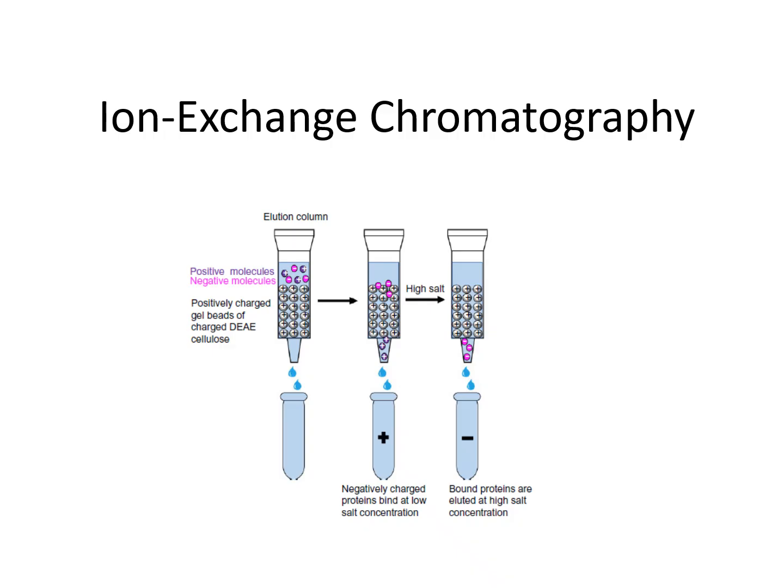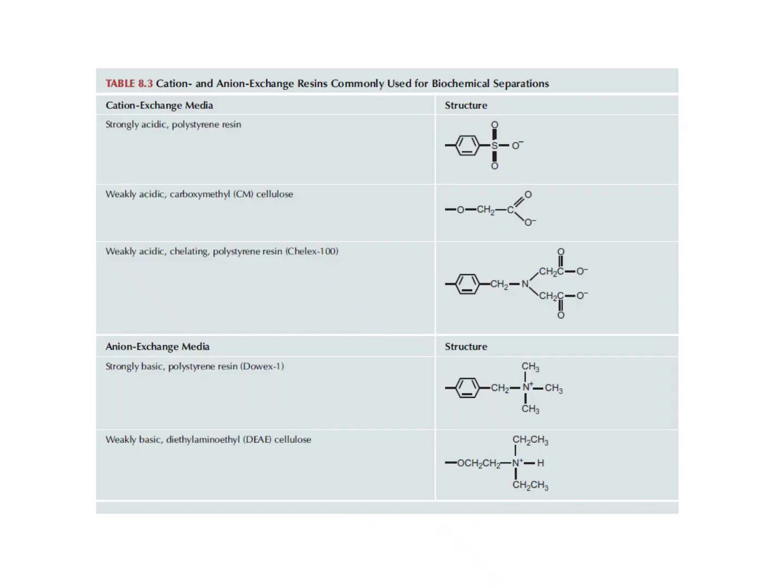Later, a high salt concentration buffer is applied to the column, so it can compete with the resin for the bound protein, and the bound protein can then be eluted through the high salt buffer. So that's ion exchange chromatography. And then this table just shows you the resins that we use for the different types of ion exchange chromatography. For the cation exchange media, we use acidic resin.